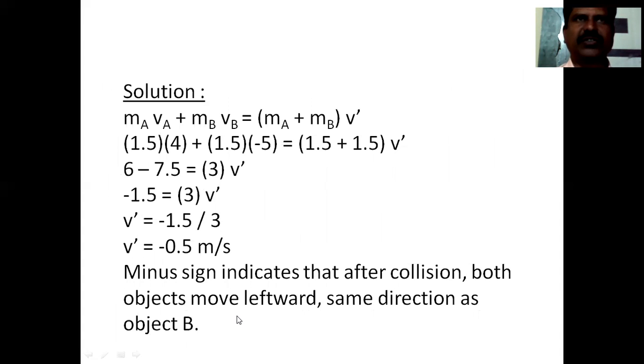Now write the equation of the law of conservation of linear momentum: m_A v_A plus m_B v_B equals (m_A plus m_B) times V dash. Again, V dash is the final velocity of objects A and B, and v_A and v_B are the initial velocities of objects A and B.